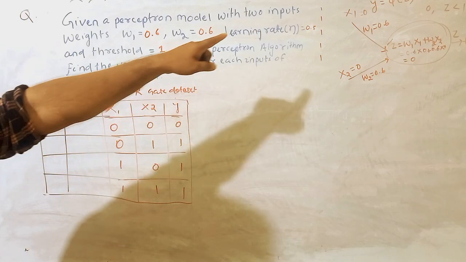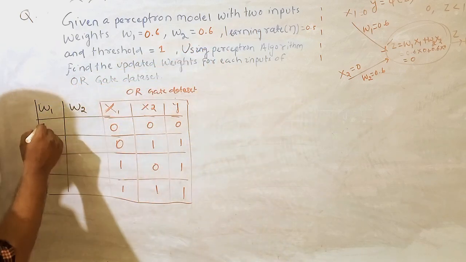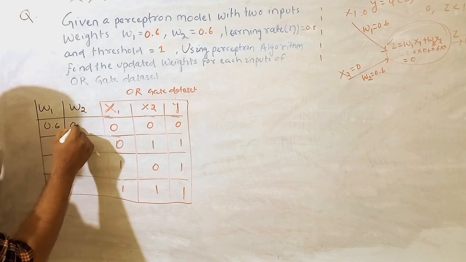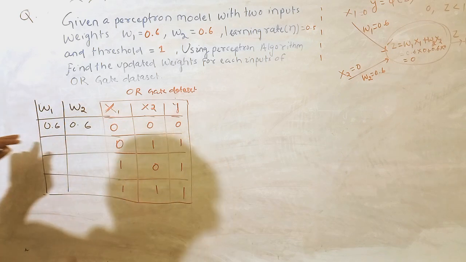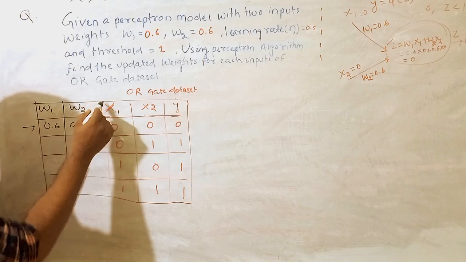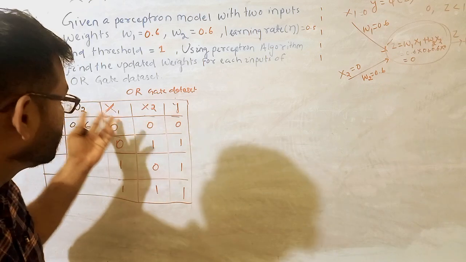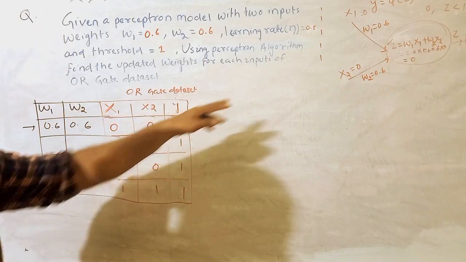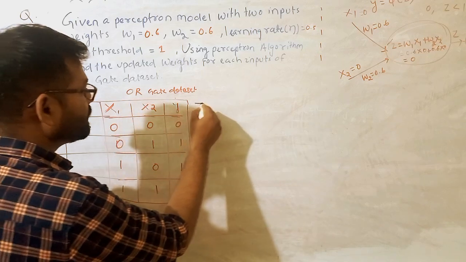So initially, what is the value of W1 and W2? You write initially 0.6, 0.6. Okay, for this case we are applying this, and this is the W1 W2 present value, and again also you can maintain the table Z value.